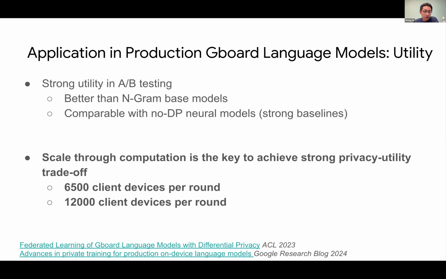We use a lot of computation. We use two settings. One setting is 6,500 clients per round. Another is 12,000 clients per round. Those are much larger than what is commonly used in practice before and what is often reported in research papers for cross-device federated learning.